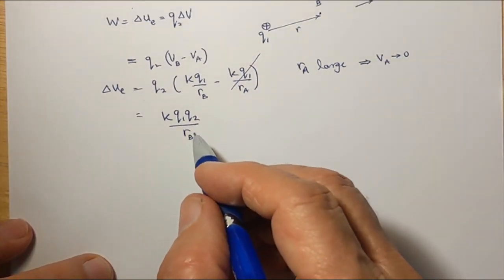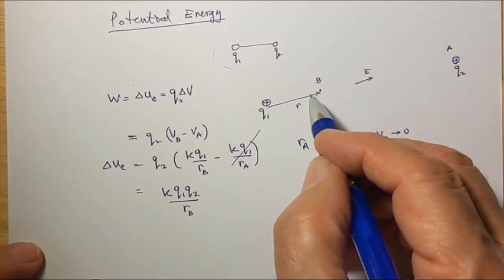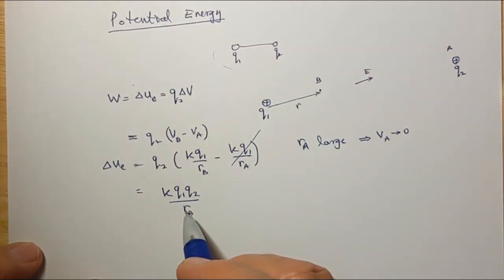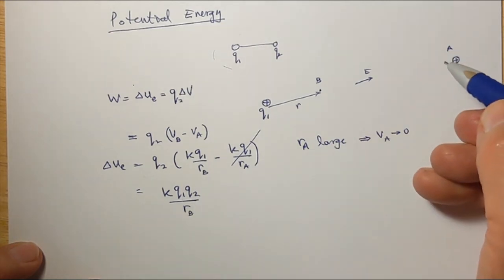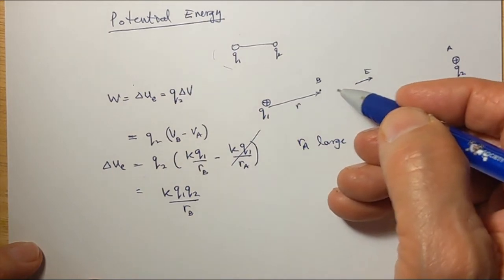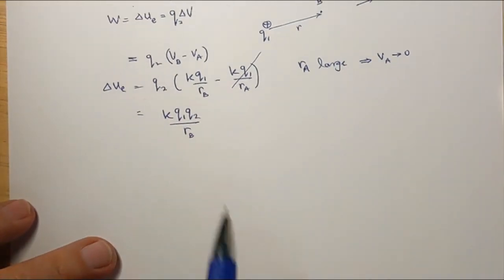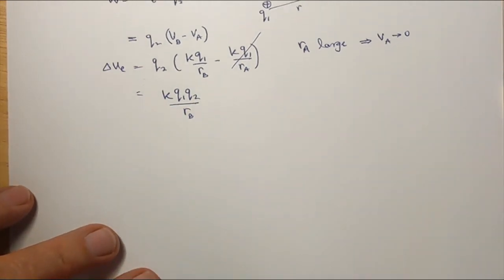This is the potential energy of two charges which are at a distance RB from each other. And it comes about because we have to apply a work or force to bring it closer. The work done becomes the potential energy of the system of two charged particles.